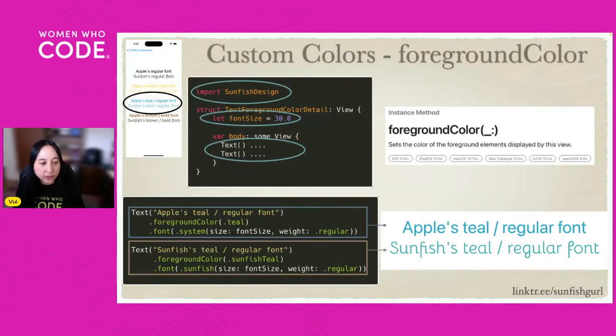And here is how you display text in both the regular Apple teal color and the custom sunfish teal color. Notice how you use the same foreground color view modifier to display both. Next, I will explain how this is done.